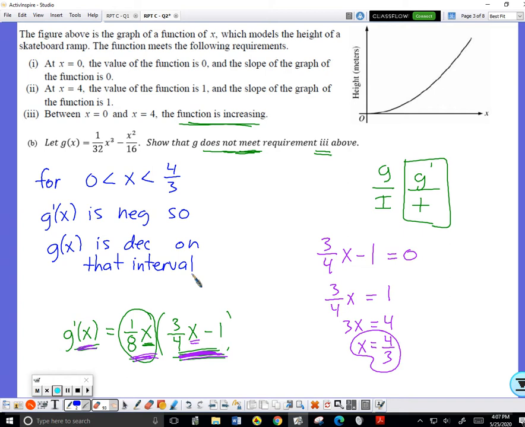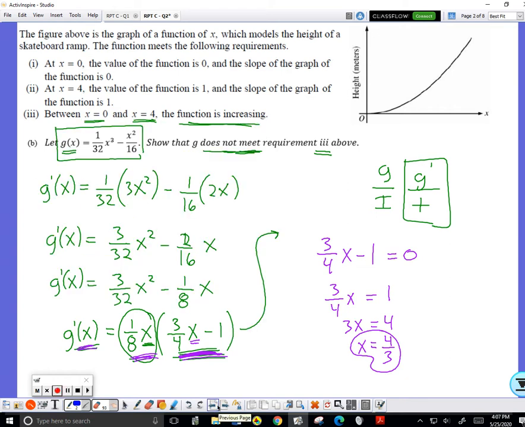And therefore we have shown that g does not meet the requirement that between x equals 0 and x equals 4, g would have to be increasing. So we've shown that. They give us 2 more points for that. They gave 1 point for correctly finding g prime. So 1 point if you get this far.